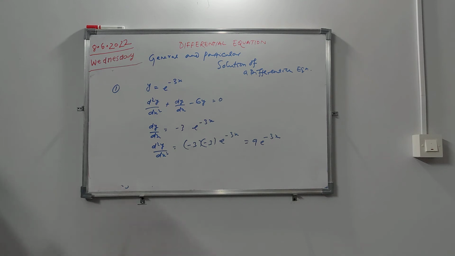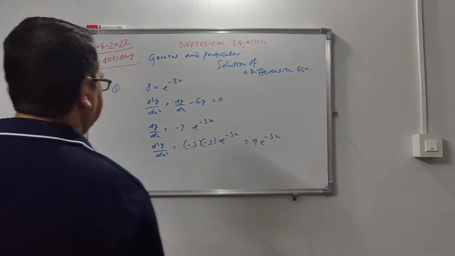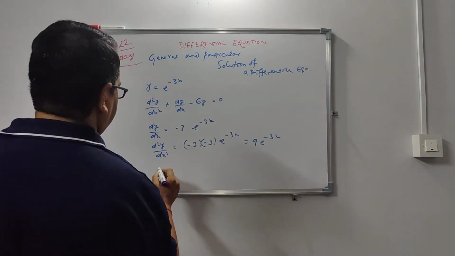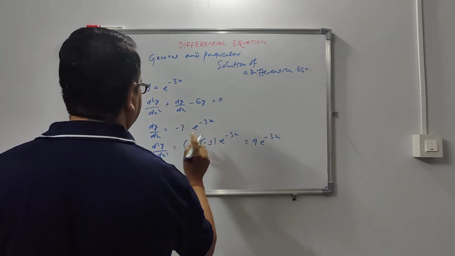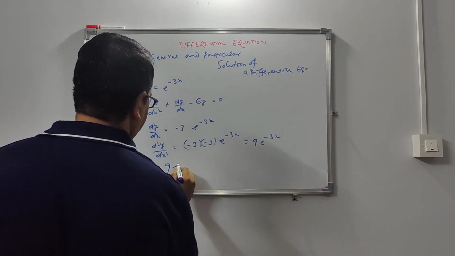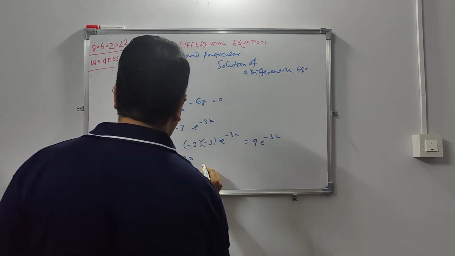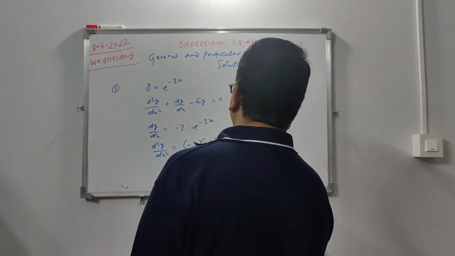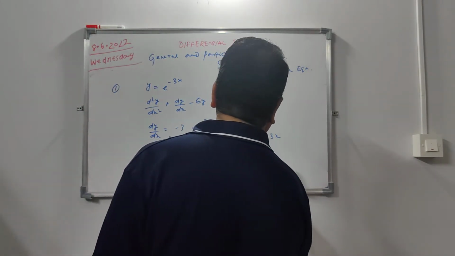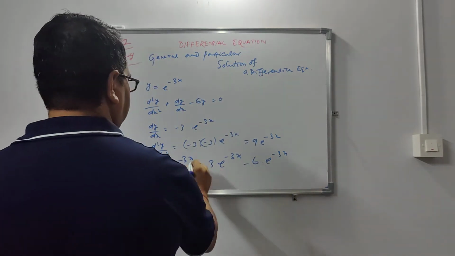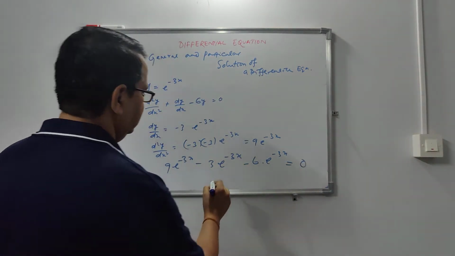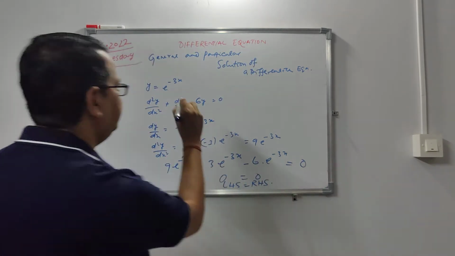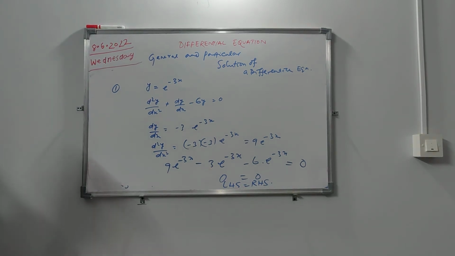You have to substitute that, and you know your dy by dx is this. So if you substitute, you get 0. What you will get is 9 e to the power minus 3x as the first term, minus 3 e to the power minus 3x as the second term, then minus 6 e to the power minus 3x. So the 9 cancels out and it becomes 0. So 0 is equal to 0, LHS is equal to RHS. That means this is a particular solution.